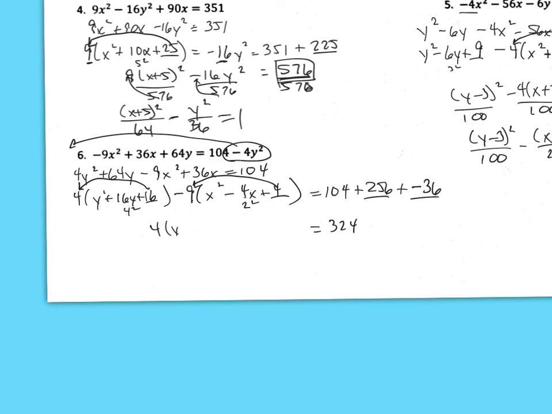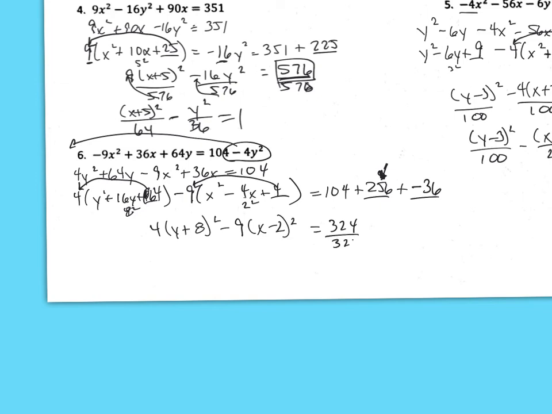So 4 is then y plus, okay, this isn't right. This is a 64. And then 64 times 4, that's where that came from. Sorry, I had the wrong number. I knew it was 256 over there. But this is really an 8, because I can take half of 16 apparently. And then minus 9, x minus 2 quantity squared.